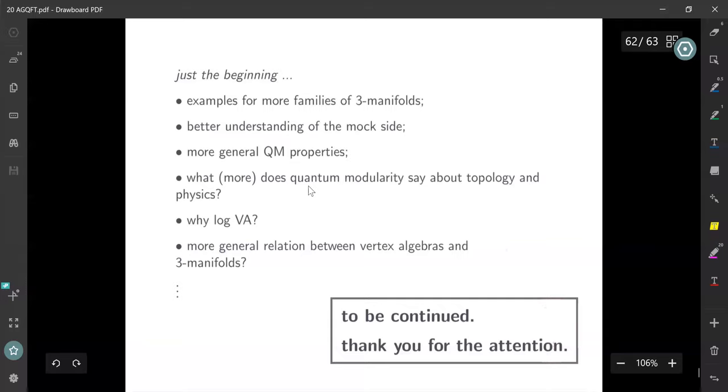And then, okay, so what do these properties say about the topology and physics? And can we derive these log VOAs from some first principles, even to have these vertex algebras themselves as topological invariants? And okay, so clearly this work has to be continued, and I thank you for your attention.